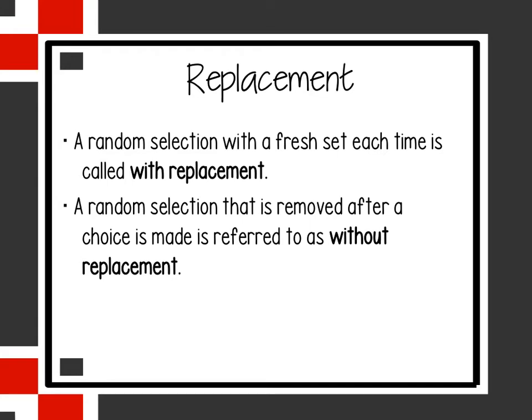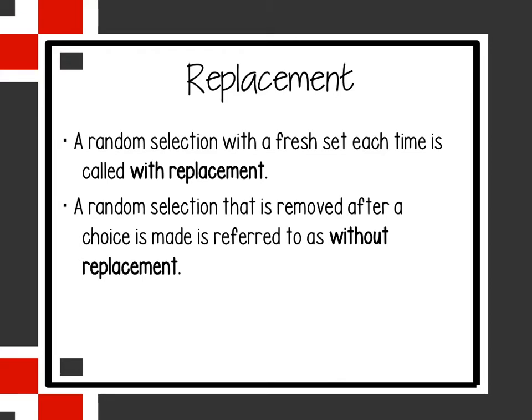There's something called replacement and non-replacement. If a random selection is made from a fresh set every time, that is called with replacement. So if I take a rock out, but then when I'm done, I put it back, I have a fresh set of rocks. That would be with replacement. Rolling a die is with replacement because you can't remove a side of a die. Flipping a coin would also be with replacement because once you flip a heads, it doesn't go away.